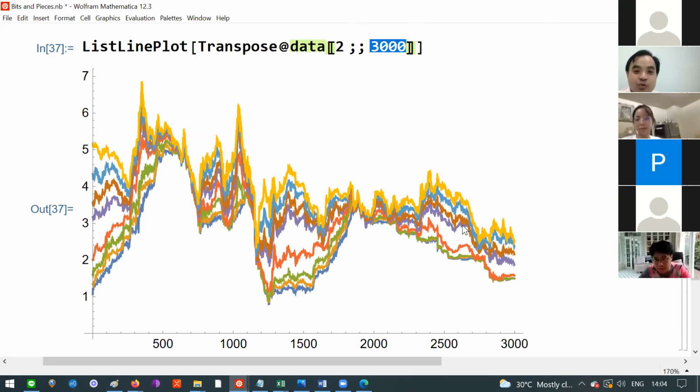Sorry, 12 years. 12 years, right? Because you get 250 trading days a year. Okay, so 4 years is 1,000. So this is about 12 years worth of data movement. So you can see that in the beginning, the short-term interest rate is much lower than the long-term interest rate.